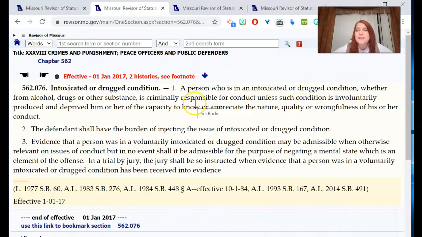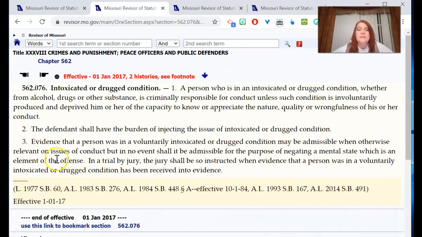So this is saying if someone committed a crime and they were involuntarily intoxicated or otherwise lacked capacity, involuntarily. So if you went to a party and got drunk, you're not involuntarily intoxicated. Then it says the defendant shall have the burden of injecting the issue of intoxicated or drugged condition. That means when they take you to court and the prosecution says you did this thing, you, the defendant who was involuntarily intoxicated, have to prove that. So you have the burden of bringing that up and proving that that issue existed.